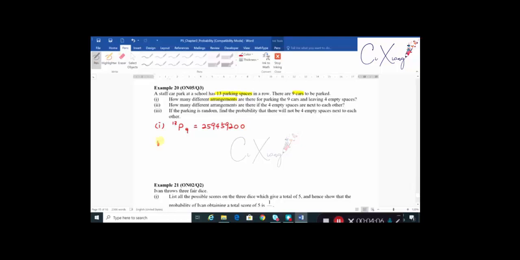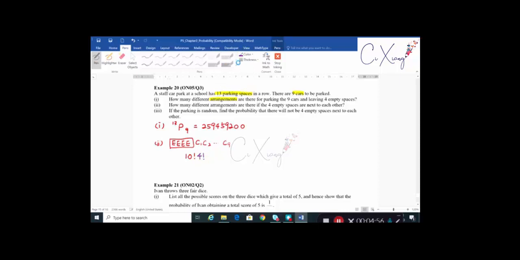Then for the second part, how many different arrangements are there if the 4 empty spaces are next to each other? You have to imagine that the 4 empty spaces are next to each other. We consider them as one group, one item or one unit. Then you have 9 different cars, car number 1, car number 2, until car number 9. Now you want to arrange all these. How many items do you have in total? You have 9 cars and 1 unit of empty space. Therefore, you are arranging 10 items. And you can also consider the arrangement within this group of 4 empty spaces, so you can have 4 factorial.